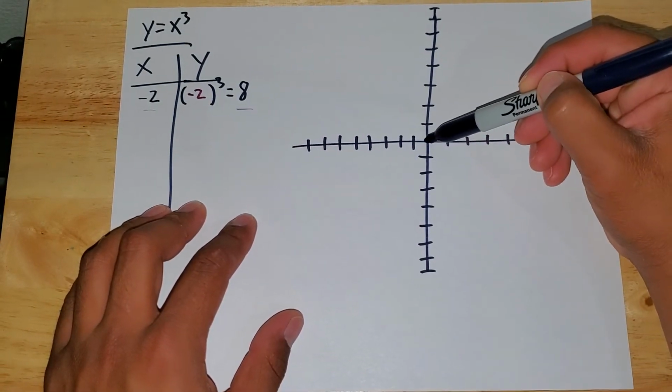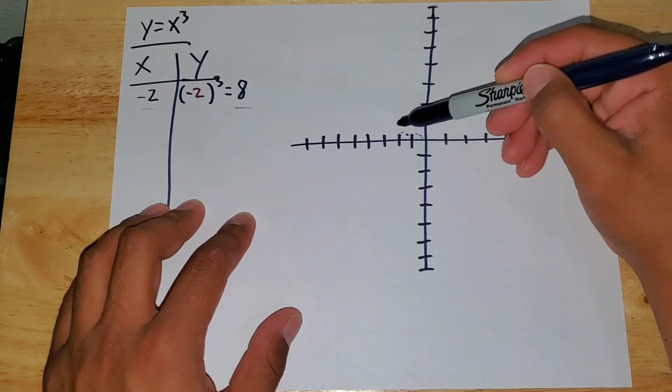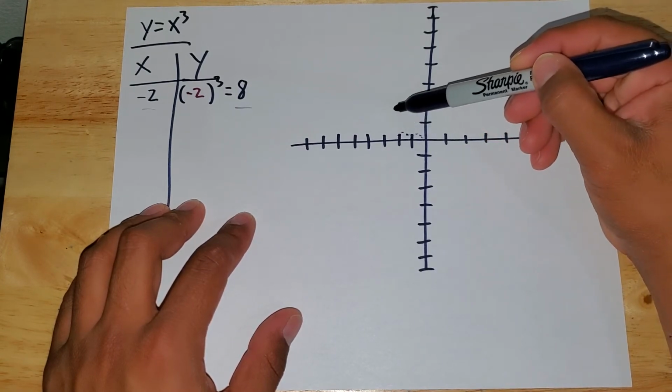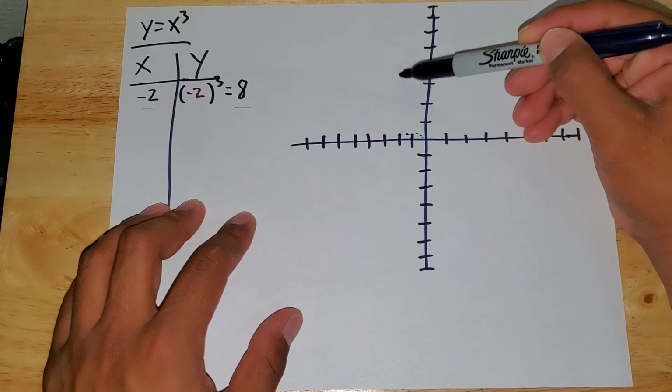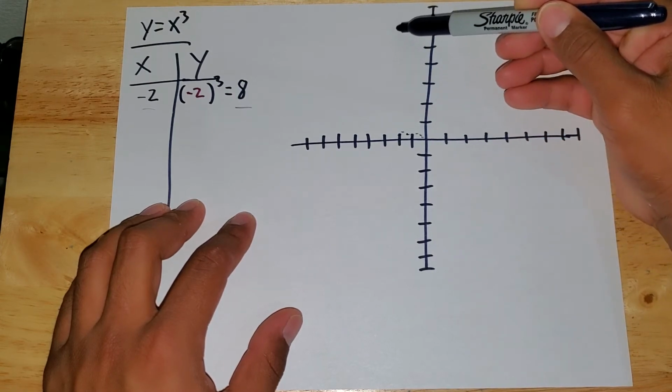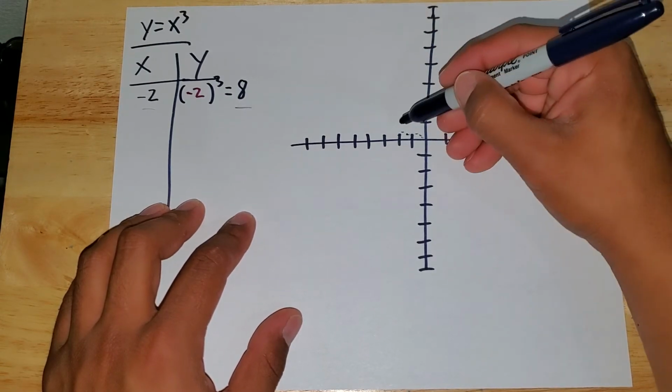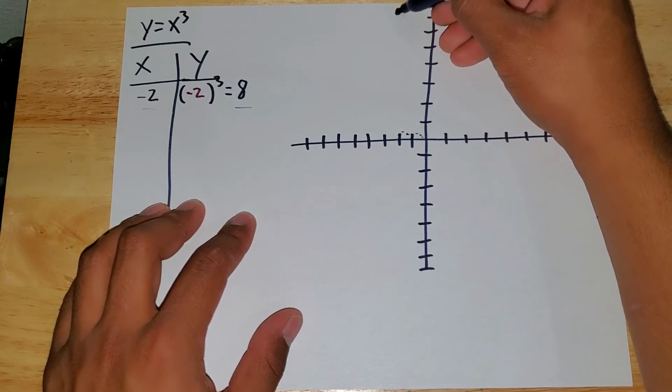So I'm going to go 2 to the right. So 1, 2. And then up 8. 1, 2, 3, 4, 5, 6, 7, 8. So it's all the way up here.